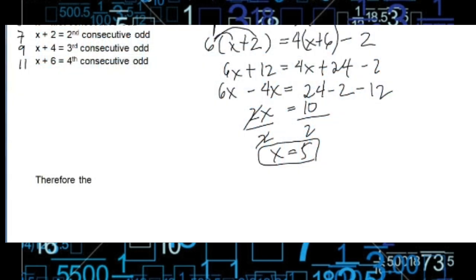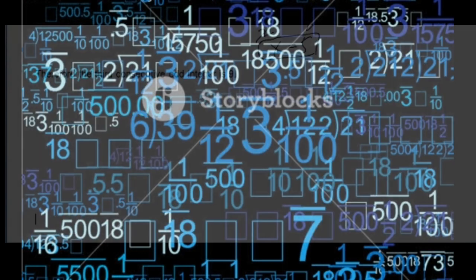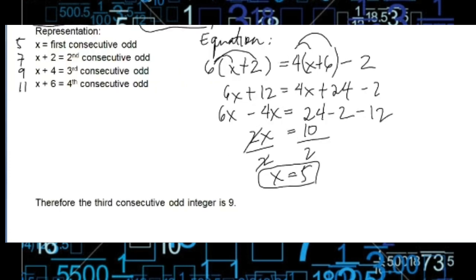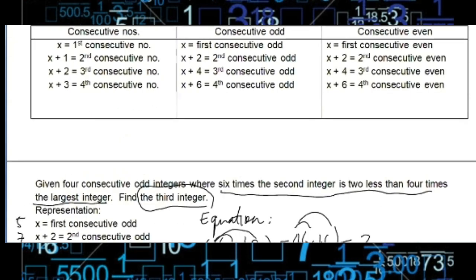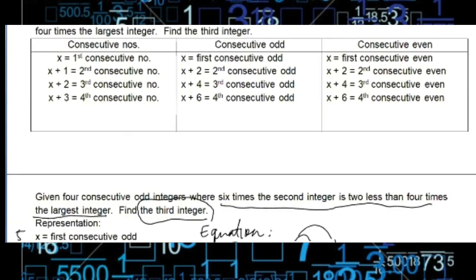Therefore, the third consecutive odd integer is 9. Final answer. Always remember, before I proceed, ito na yung fix na gagamitin. Pag consecutive numbers, walang pagitan, x plus 1, x plus 2.